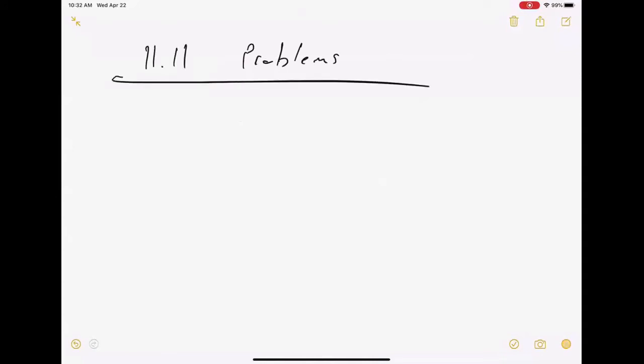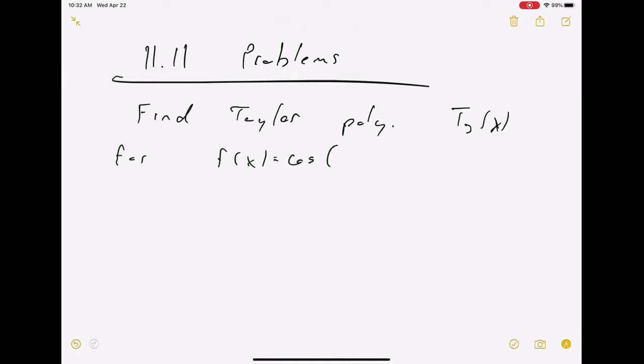All right, everyone, this is an 1111 problem video. So just quickly going through explaining some problems from 1111. The first problem I see on 1111 for the homework is we're told to find the Taylor polynomial T3 of x for f of x equal to cosine of x and centered at pi over 2.